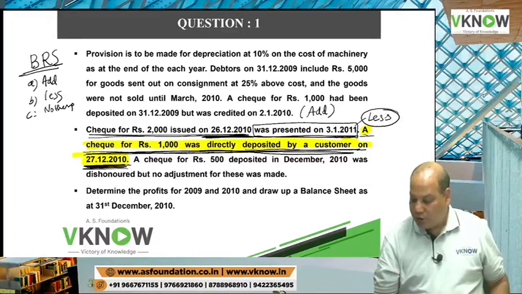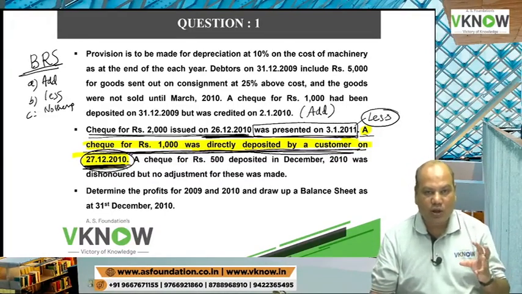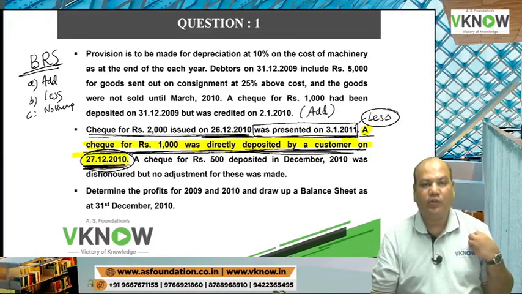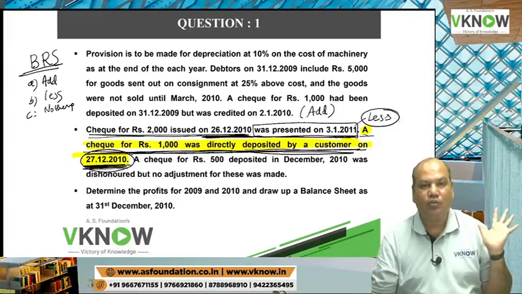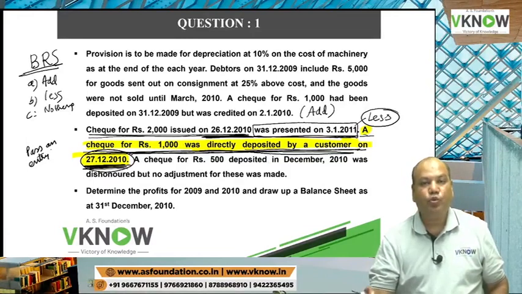Since he has already deposited the amount before the end of the year, it means this transaction should be recorded by us in the debtors account. So we are actually going to pass an entry. It is not a BRS item only. We have to rectify it.